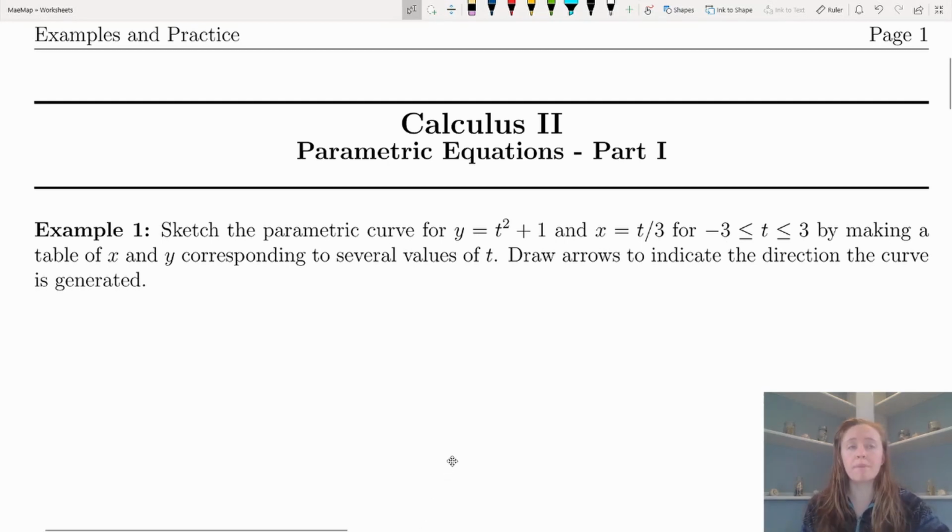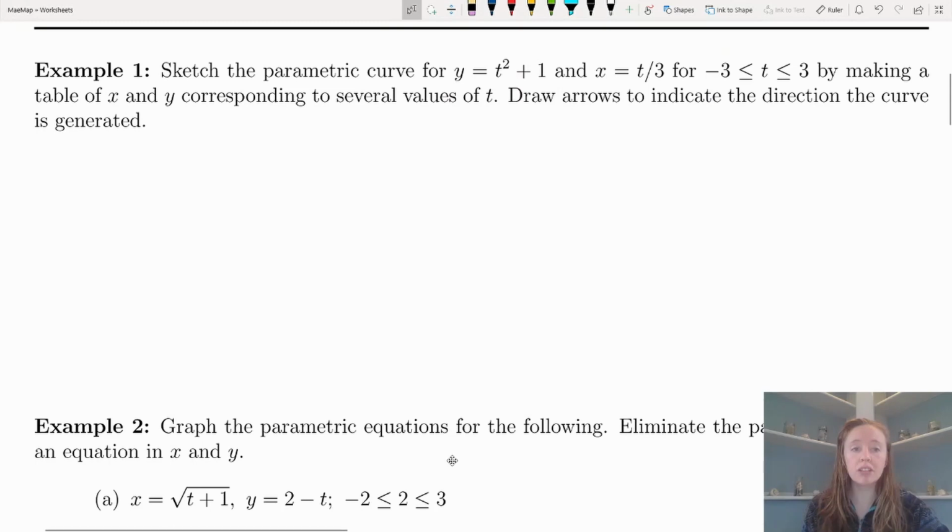So in example 1, it says to sketch the parametric curve for y equals t squared plus 1 and x equals t over 3 for negative 3 is less than or equal to t, which is less than or equal to 3. By making a table, so we're going to do this by making a table of x and y corresponding to the different values of t. And then once we graph that, we'll draw arrows to indicate the direction of the curve.